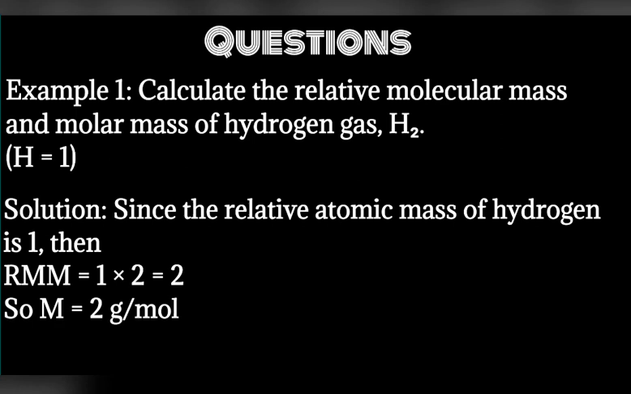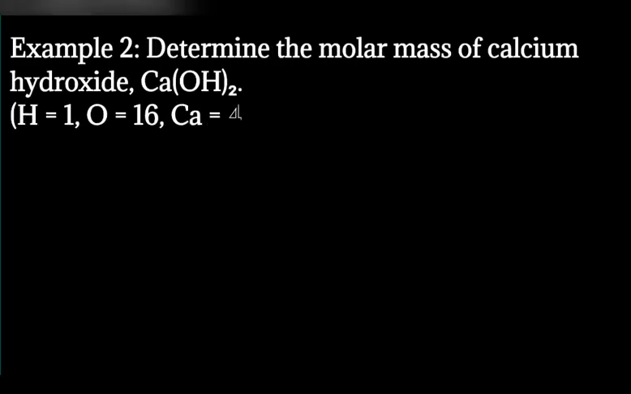And then we can say that the molar mass or the relative molecular mass of hydrogen gas is 2. For the second example, let's consider calcium hydroxide, that is Ca(OH)2. In this case, I do advise students to open the brackets first.